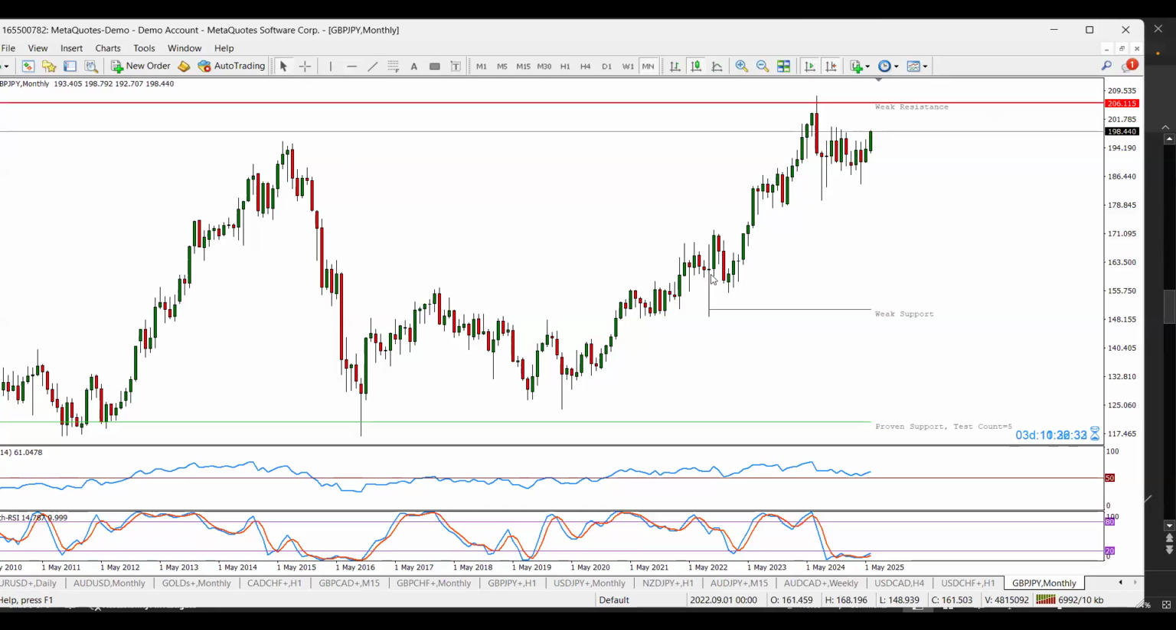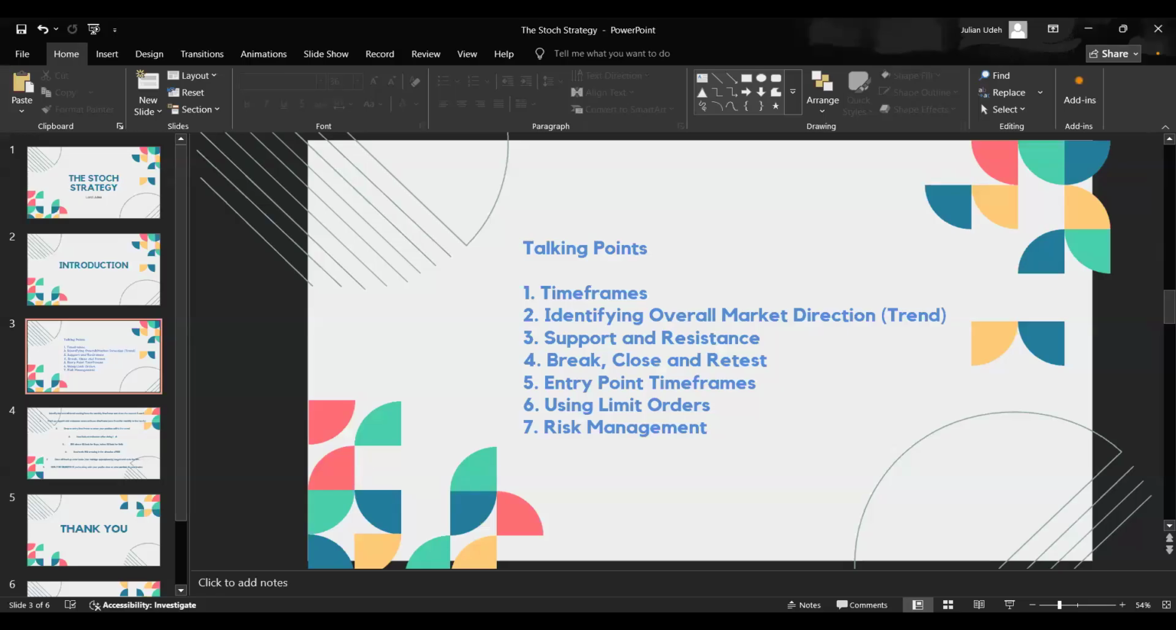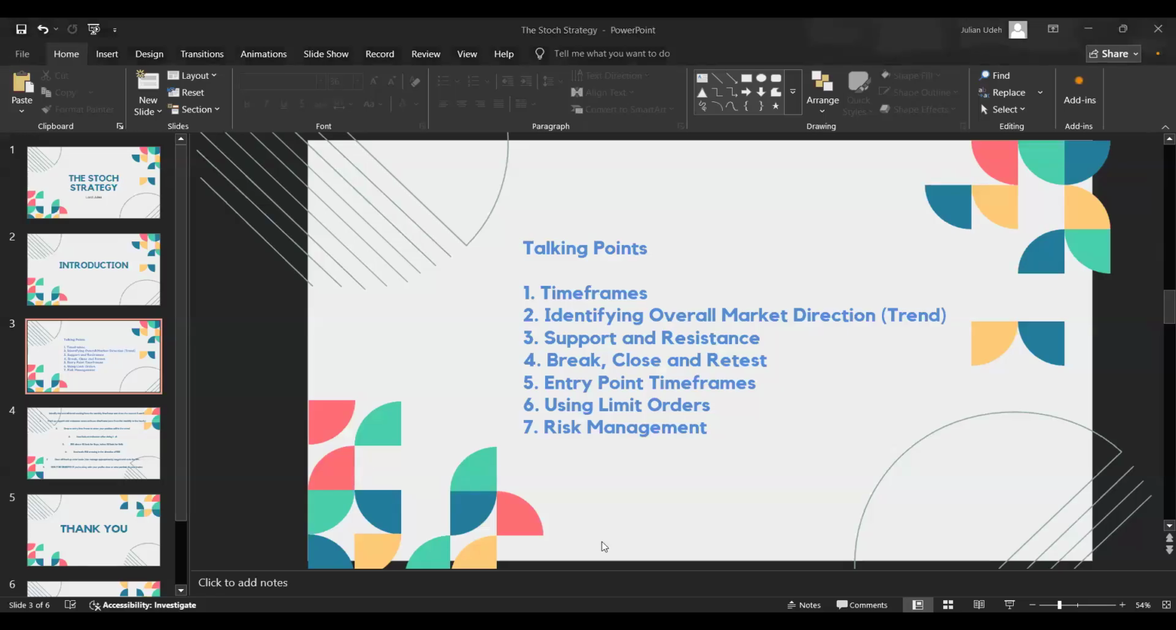Joe has told us that we are in an uptrend. That's number one. Hold that thought. Number two, you can clearly see that it is going towards that weak resistance. Now, let me show you something again. Number one, we said we need to be able to identify the trend. We need to know the overall market direction, where the market is going to, and we need to trade in that direction. Now we know that the market is going here.